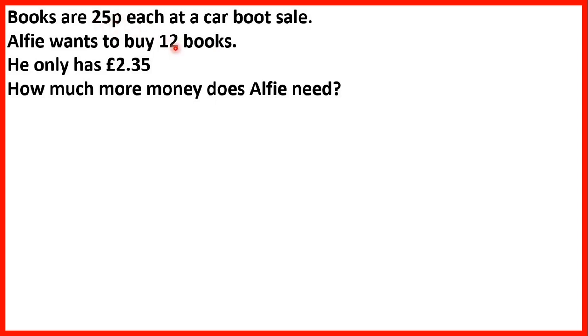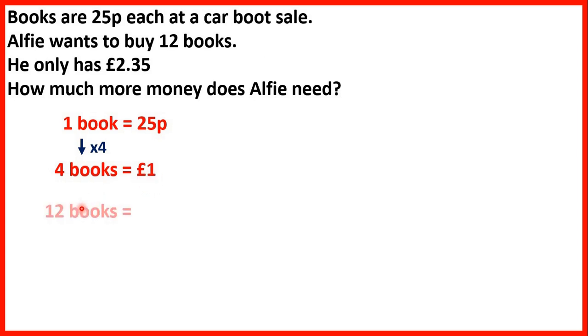Now we could use column method for this, or if we know that one book is 25p, then 4 books, so times by 4, will be £1, because 25 times 4 is 100, and 100 pence is the same as £1. And then, if we want 12 books, 4 times 3 is 12 and 1 times 3 is 3. So 12 books will cost £3.